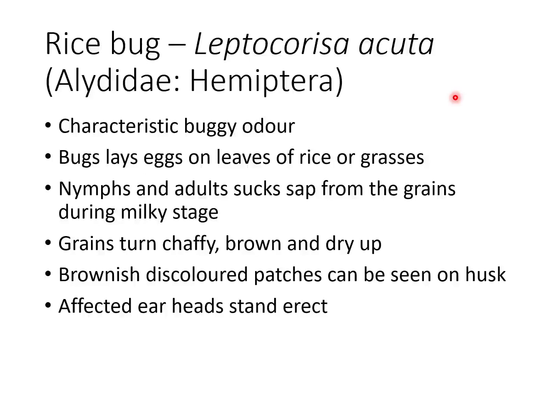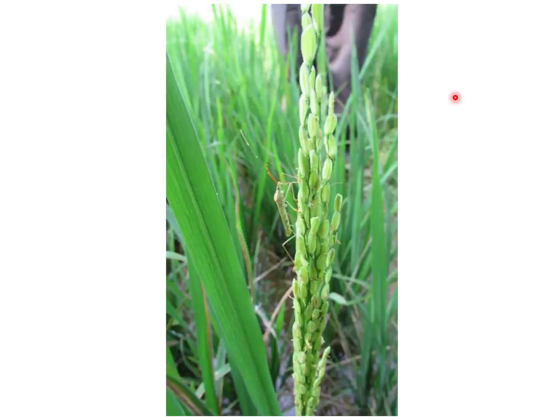It has a characteristic buggy odor. You can see the insect. Most of you might have seen, if you are familiar with rice crop, it is one of the easiest pests to spot that infests the crop during the flowering stage. Though at the vegetative stage it survives on weed hosts, it shifts to the main crop, that is rice crop, during the flowering stage, especially when the grain is in the milky stage.